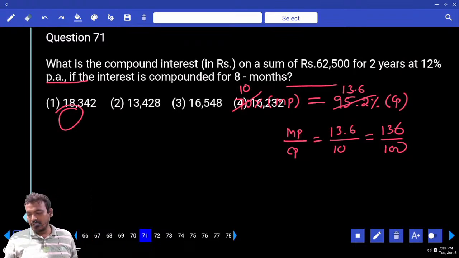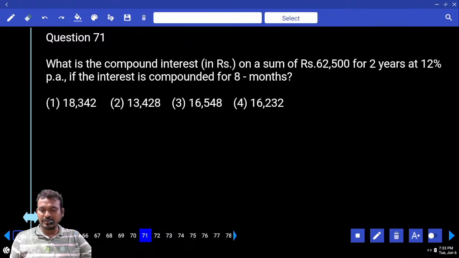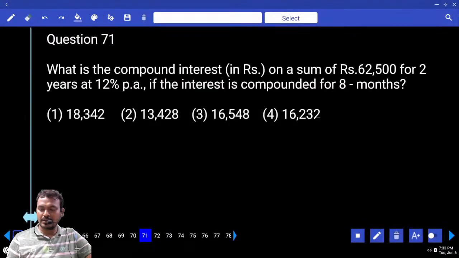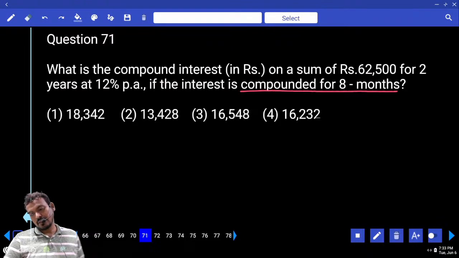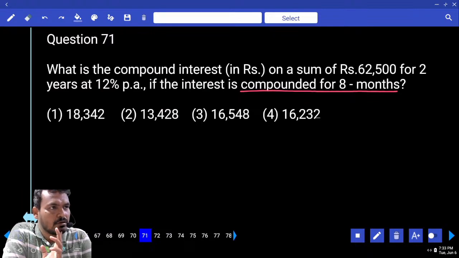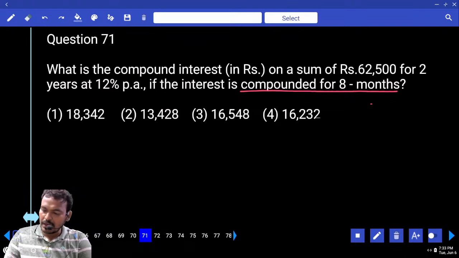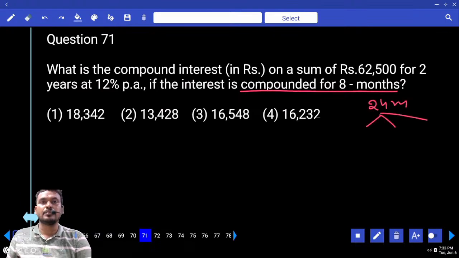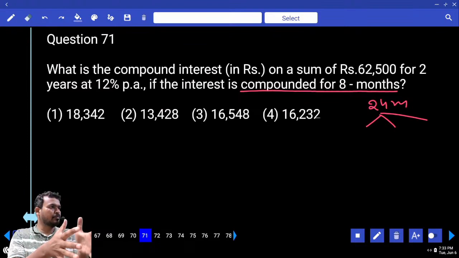Next, question 71. What is the compound interest on a sum of 62,500 for 2 years at 12% per annum, if the interest is compounded every 8 months? In 2 years, total how many months are there? 24 months. But your interest is calculated every 8 months, means first 8 months, second 8 months, last 8 months.